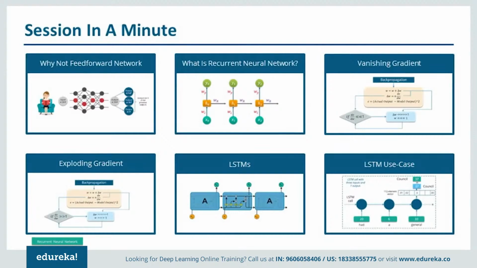Both of these issues are due to long-term dependencies. Now, in order to solve those issues caused by long-term dependencies, we use long short-term memory networks called LSTMs. So we understood what exactly an LSTM is, and after that we even saw a use case of LSTM.